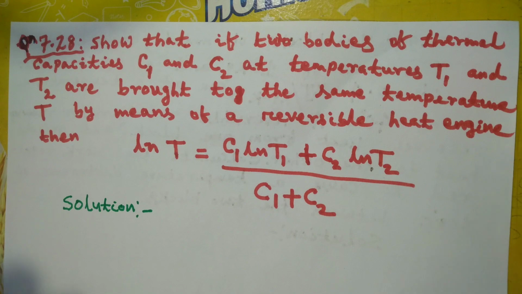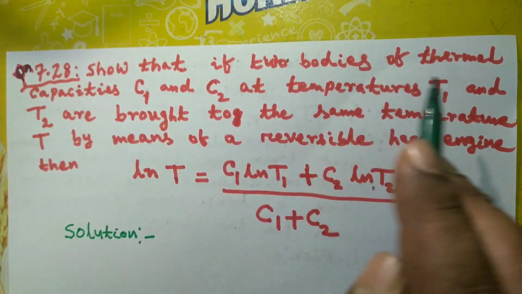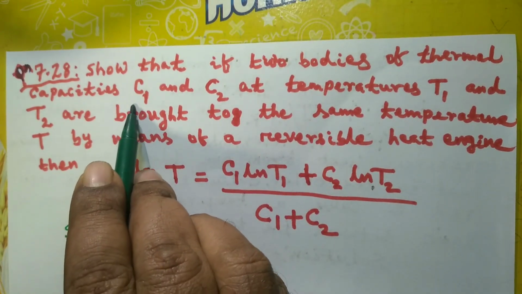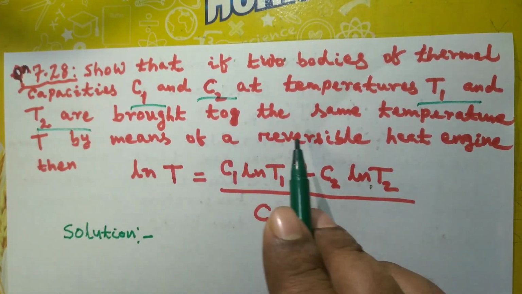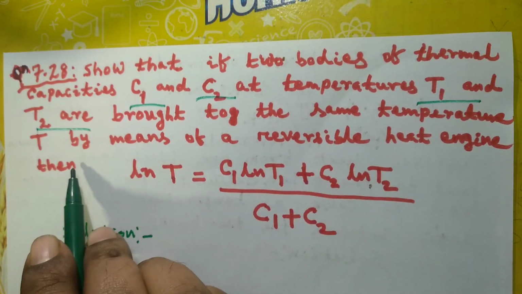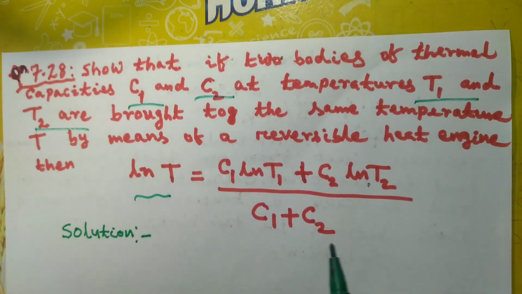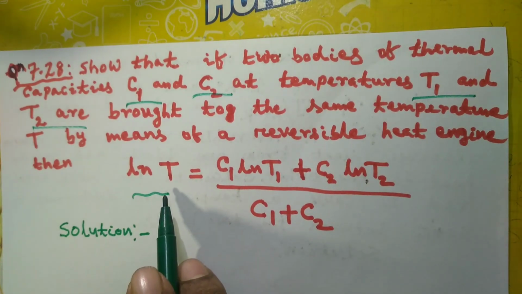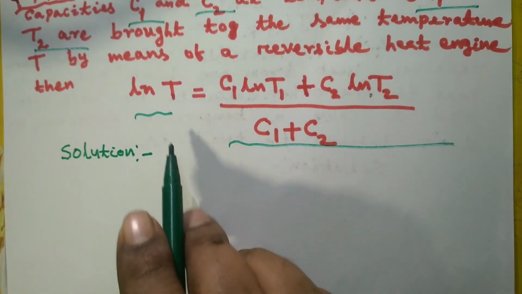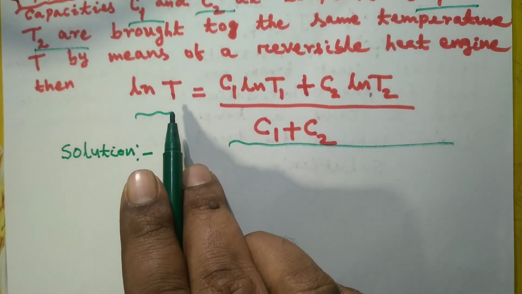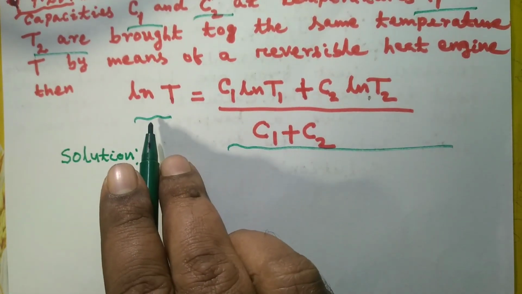Let's get started. The question number 7.28 is like this. Show that if two bodies of thermal capacities C1 and C2 at temperatures T1 and T2 are brought to the same temperature T by means of a reversible heat engine, then ln T, the natural logarithm of capital T, is equal to this much. We have to prove this expression. That means we have to express the common temperature T in terms of T1 and T2, of course in logarithm terms.